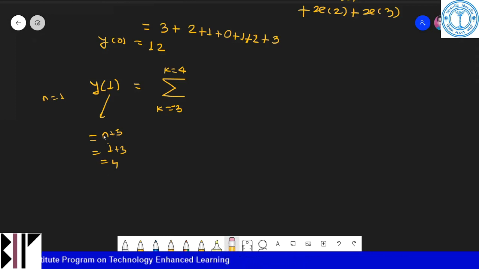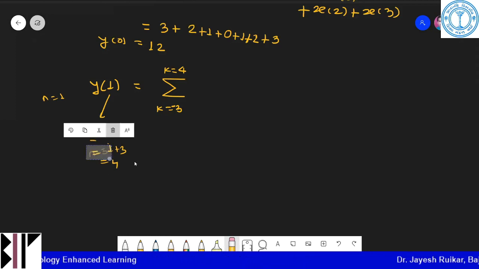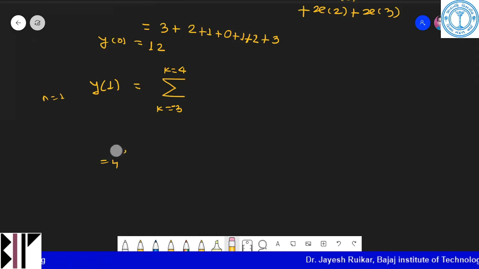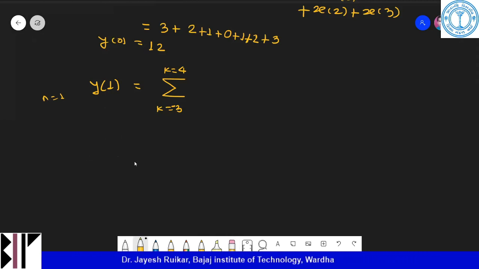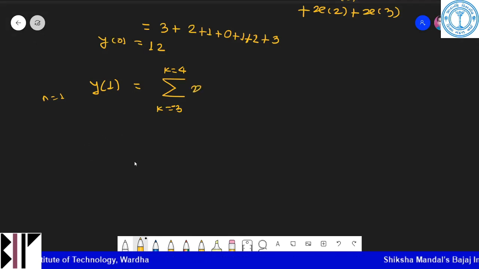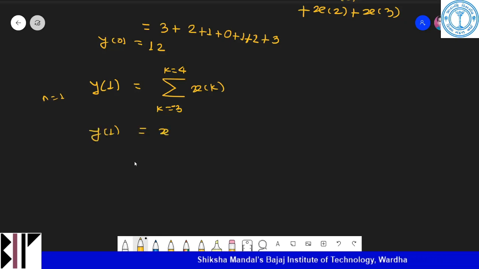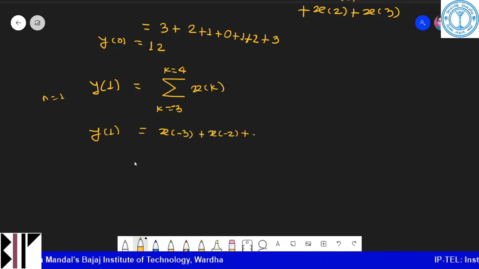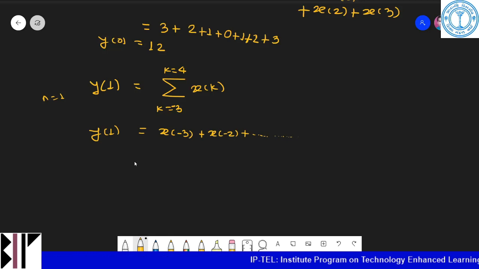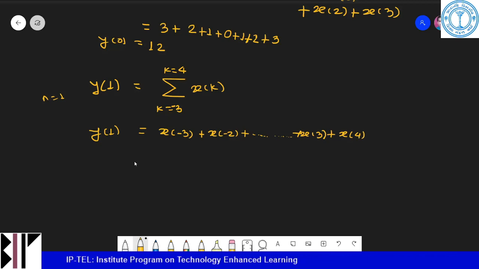Understood? So k equals minus 3 to k equals 4, and you have to put all these values. Now calculate y of 1. Y of 1 is nothing but x of minus 3 plus x of minus 2 plus x of minus 1, x of 0, and so on up to x of 3, and then plus x of 4. This is just a simple addition.